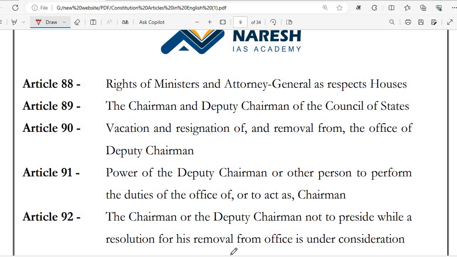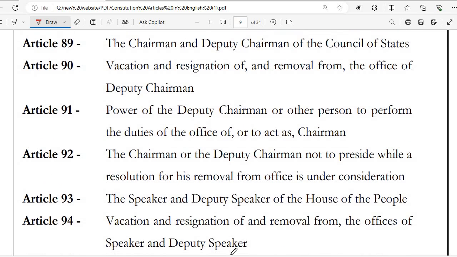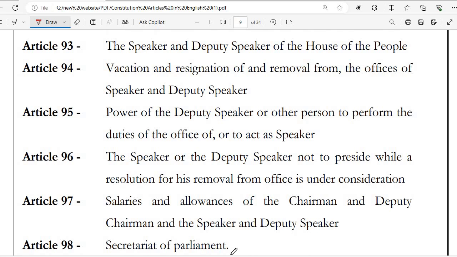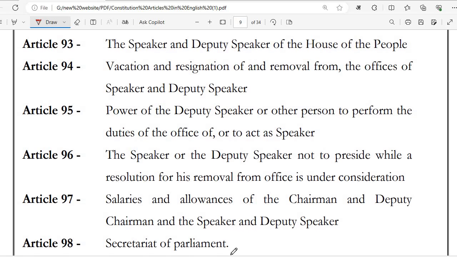The chairman and deputy chairman of the Council of State. Rajya Sabha is headed by 2 presiding officers, the chairman and the deputy chairman. The chairman is always the Vice President of India, and he is the ex officio chairman. And there are different provisions about the chairman and the deputy chairman, then their powers. And Article 93, the speaker and deputy speaker of the House of the People. Lok Sabha has the speaker, the presiding officer, and the deputy speaker. Okay, same provisions, Articles 94, 95 their powers, and 96 salary and allowances of the chairman, deputy chairman, speaker and deputy speaker.